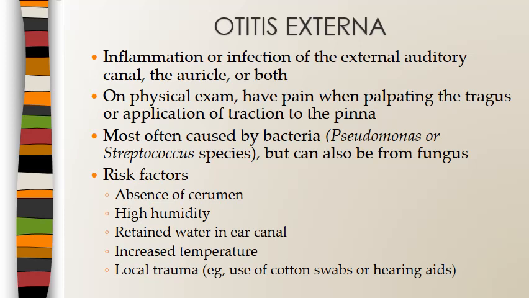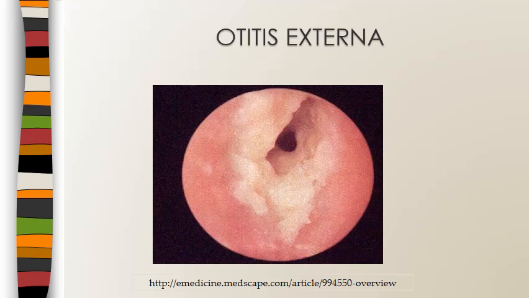So there are certain risk factors that predispose children to this. If there is absence of cerumen or wax, high humidity, retained water in the ear canal, increase in temperature, or local trauma, especially from use of cotton swabs or hearing aids, it can increase the child's risk of developing otitis externa. So this is a picture of what otitis externa looks like and the inflammation outside of the ear.